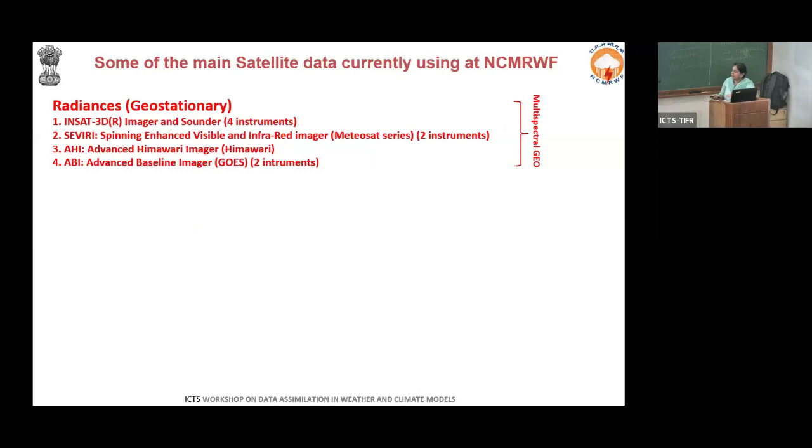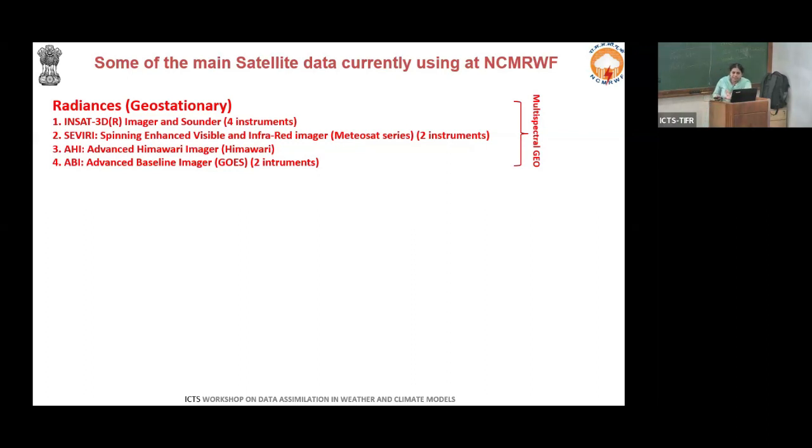So then come the radiances from geostationary satellites. So we have INSAT 3D, 3DR imager and sounder data. Right now we have 4 instruments, but unfortunately the sounder onboard INSAT 3D is not working. So 3 instruments: INSAT 3D imager, and INSAT 3DR sounder and imager. And we have SEVIRI, that is the Spinning Enhanced Visible and Infrared Imager onboard the Meteosat series of satellites.